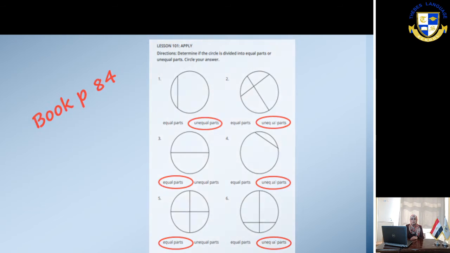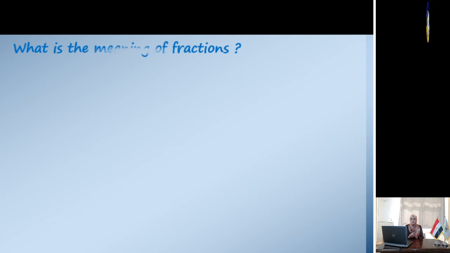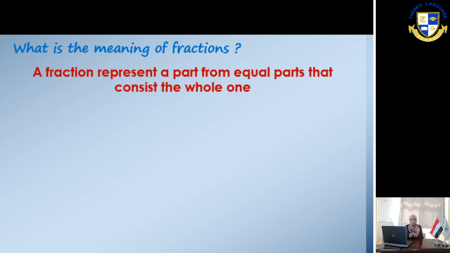In the next slide, what is the meaning of fraction? When I say fraction, what do you understand from the word fraction? A fraction represents a part from equal parts that consist of the whole one. What is the meaning of this?